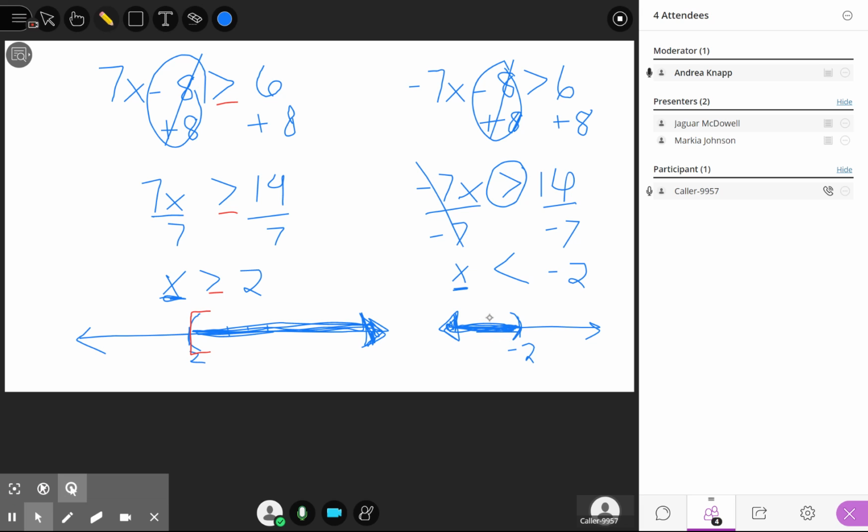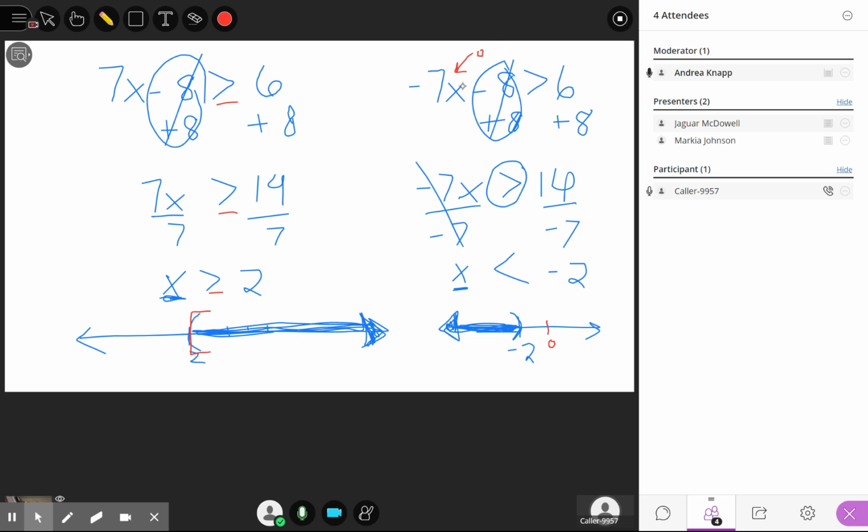But now let's just see why this would have to be. We can test a number on the number line. Let's just pretend we had forgotten to reverse the inequality, and let's say we shaded the wrong side. So let's just pick a number here that would be to the right of negative 2. 0 is greater than negative 2. So let's put the 0 into that original equation.